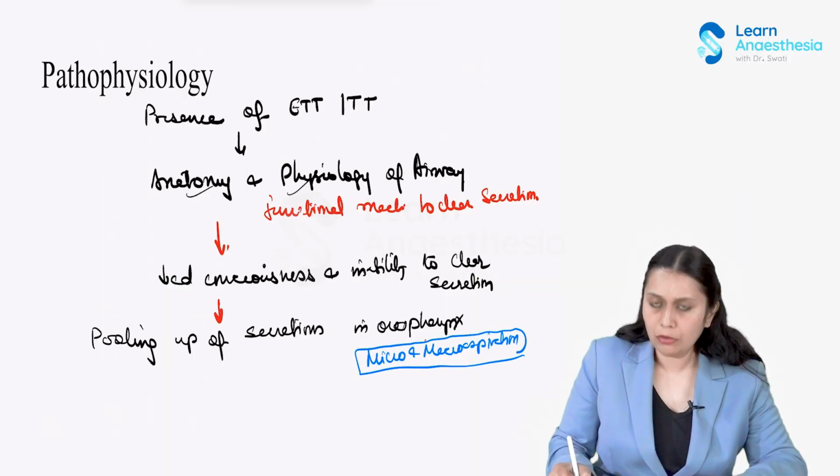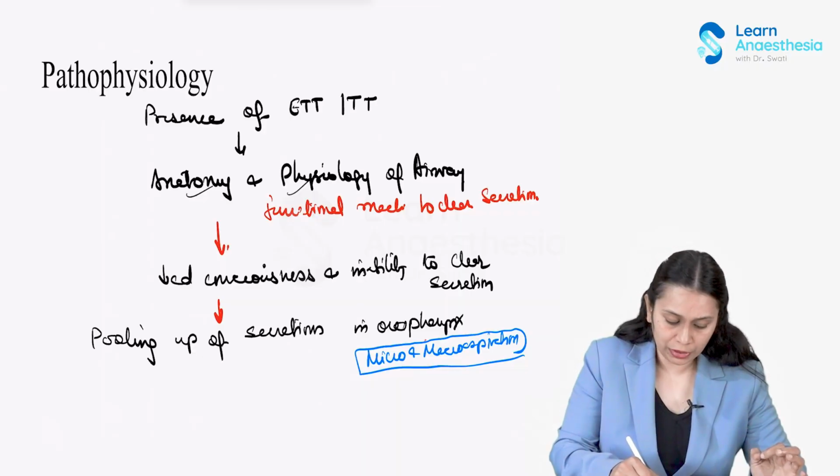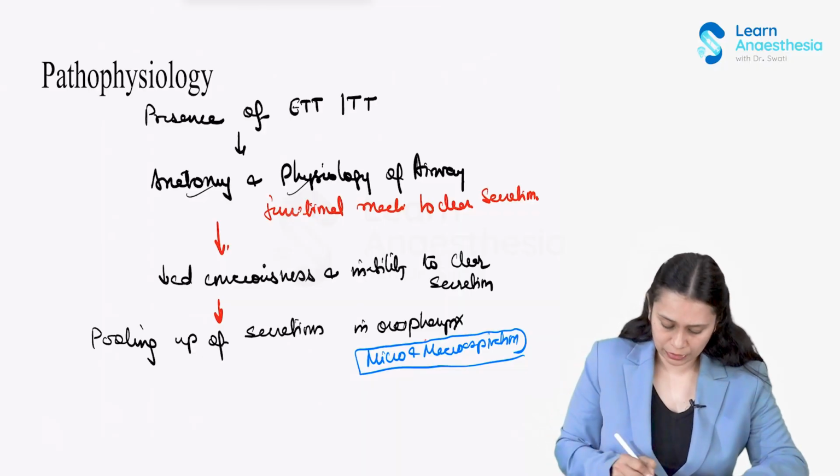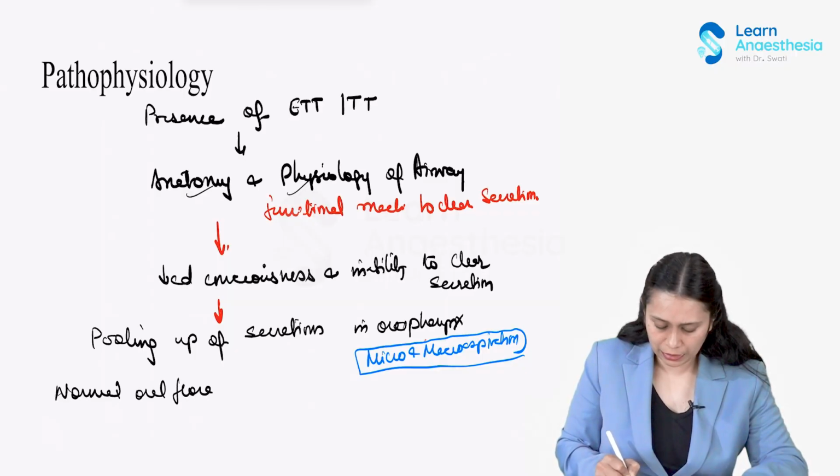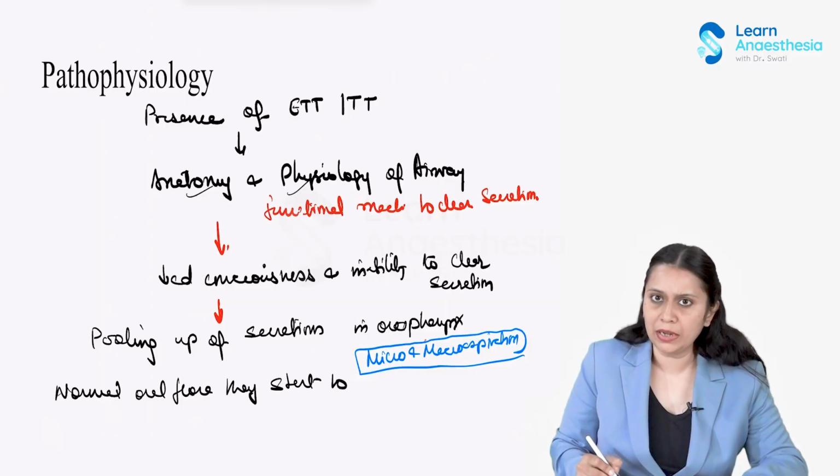Okay, now the normal oral flora starts to proliferate around the endotracheal tube cuff.